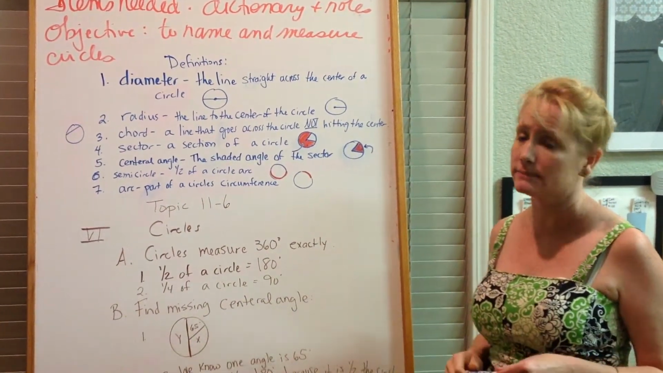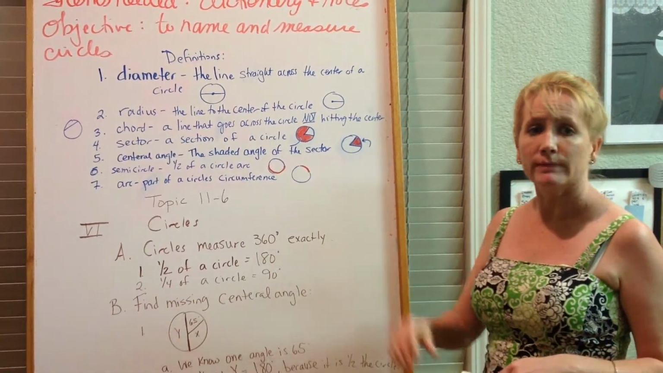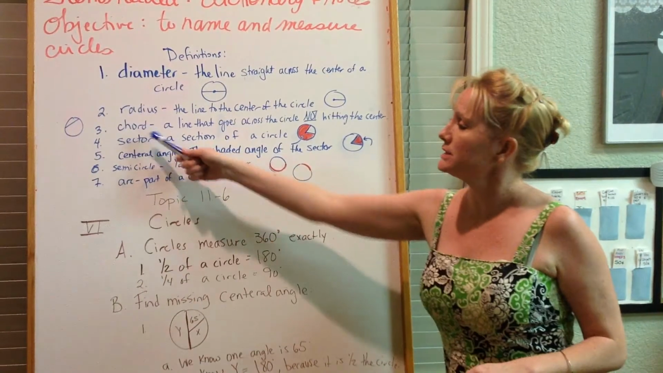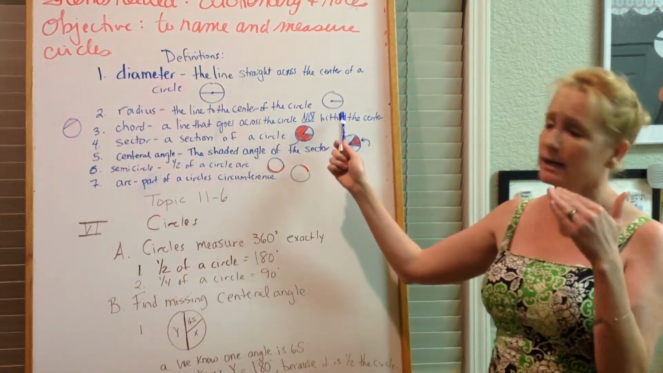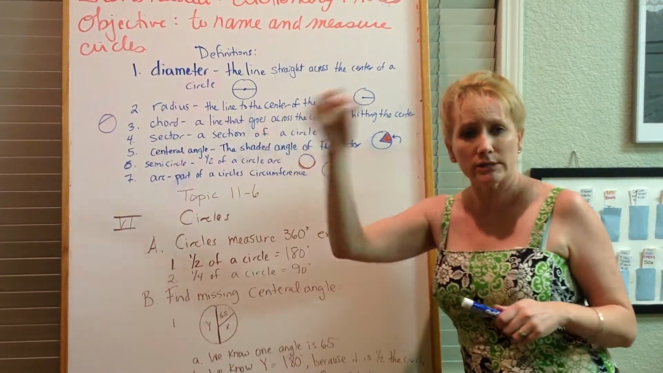That's the radius. But if you have a line that doesn't go through the center at all, that's called a chord. A chord is a line that goes across the circle, not hitting the center. And here's a picture of a circle, and there's its chord. Notice how it's not going through the center?